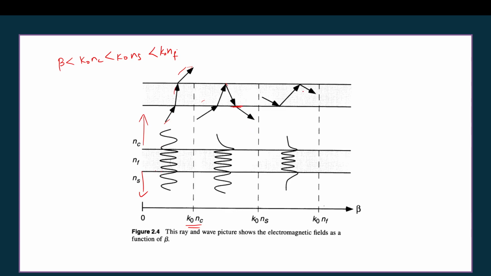So for the light to be confined inside the film, we require that beta is smaller than k naught n f, but bigger than both k naught n s and k naught n c. So for beta in this region, we have the desired solution, where it is decaying up and down and is only confined in the film.